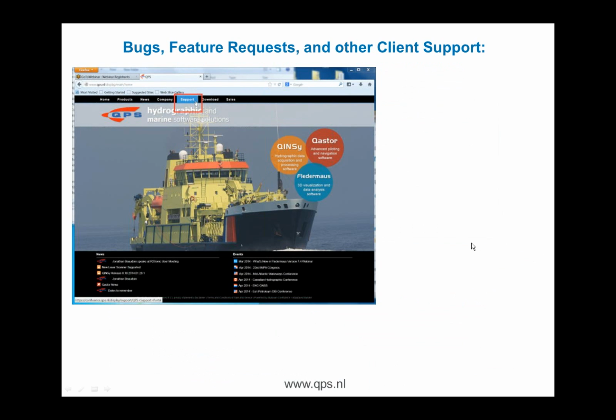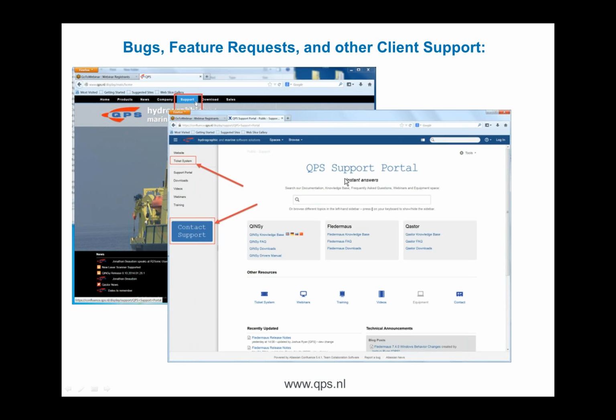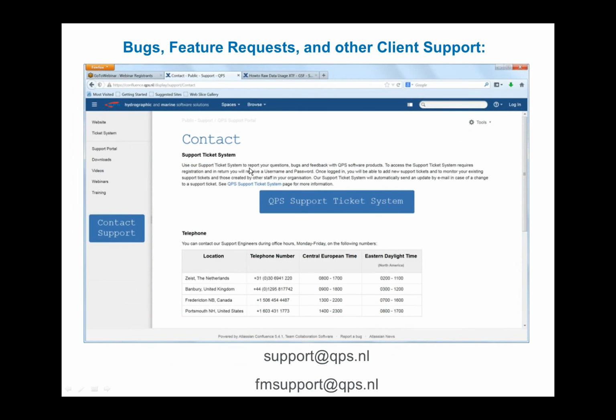If you have bugs, feature requests, and other client support issues, we would like you to contact support, so you can go through support there. That will bring up the support portal, and the preferred way to talk to our folks in support is through the ticket system. You can access that here. There's also a link to the ticket system under this big contact support button. And if I click on that, contact support, this gives you the ticket system, telephone numbers, but you can use all of these methods to contact our support folks.